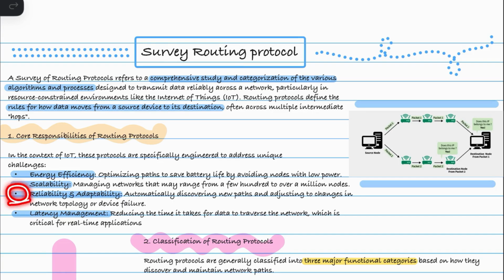And then it also has the responsibility to make sure that if a wind storm knocks out 3 nodes in an open agriculture field, the protocol must instantly detect the failure and dynamically self-heal by calculating an alternate route. Right? Alternate route. And then you have latency management. So it must minimize the delivery delay, which is highly critical for time safety tracking.